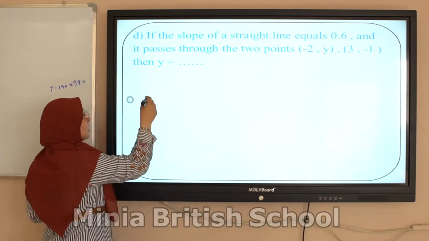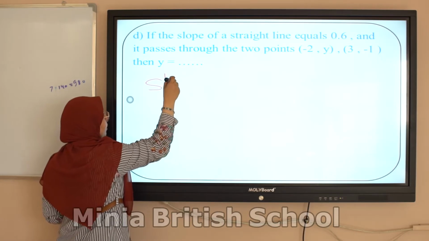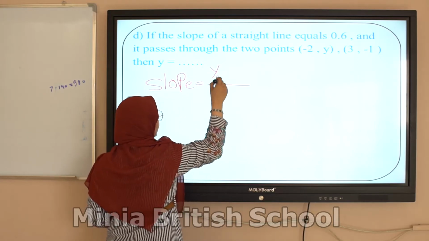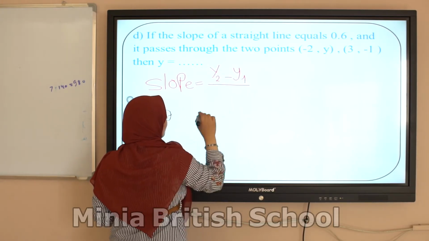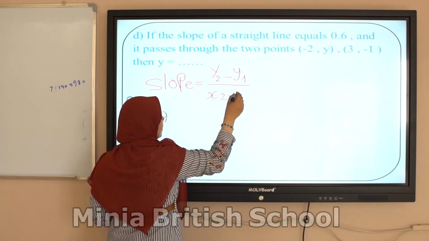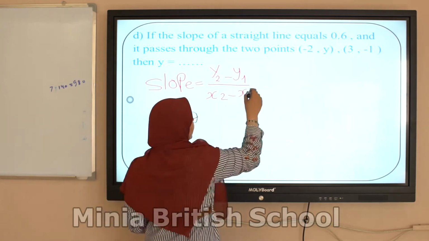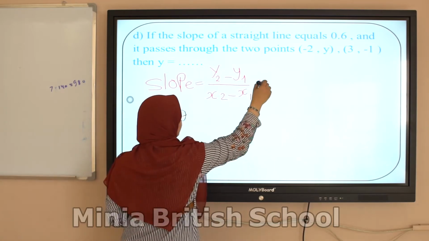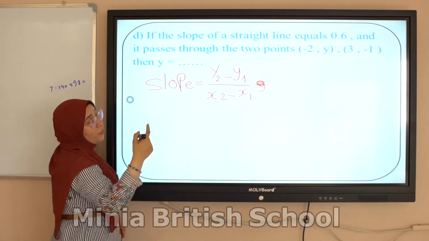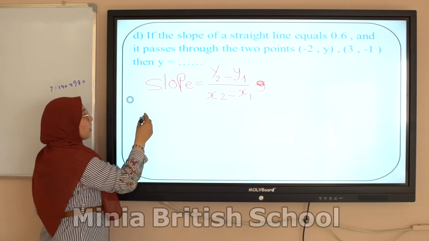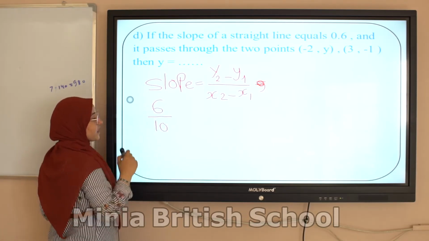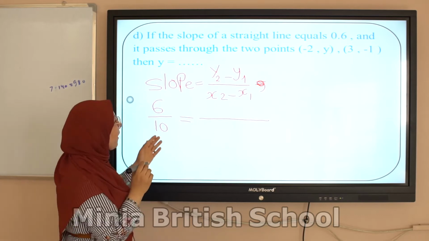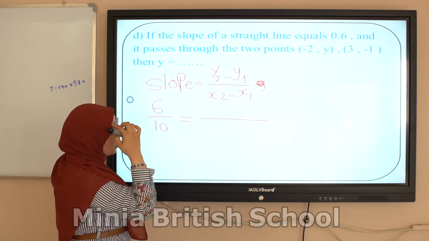Now, I said the slope equals y2 minus y1 over x2 minus x1, okay. The slope here equals 0.6. You can write it as a fraction, like 6 over 10, equals y2 minus y1.